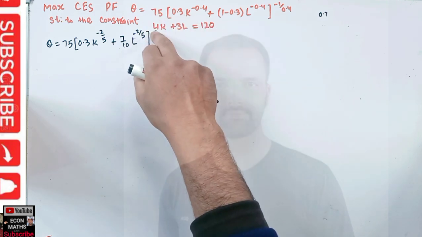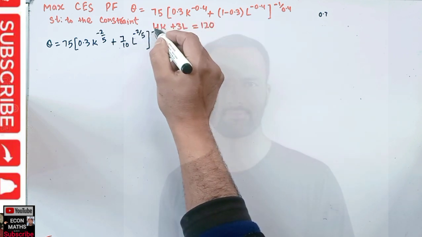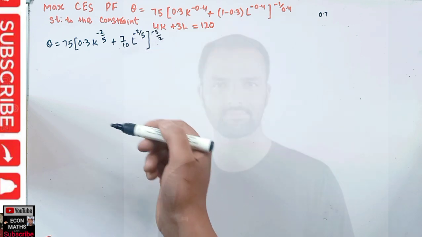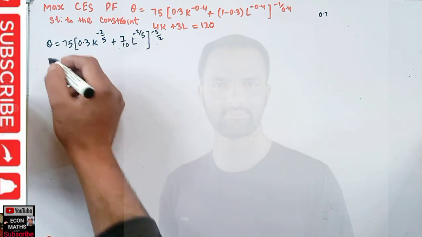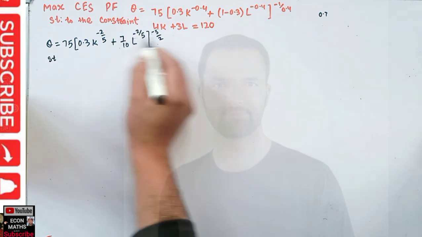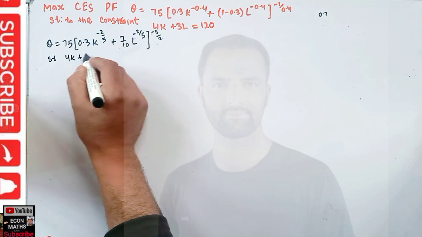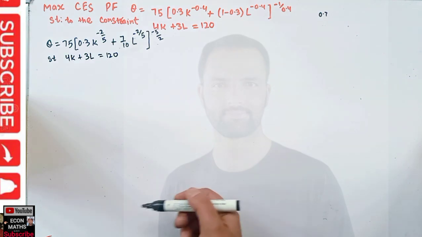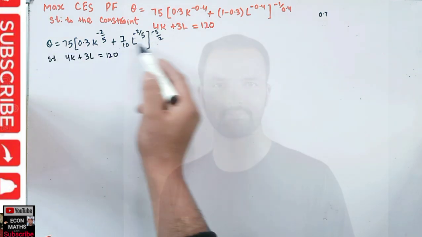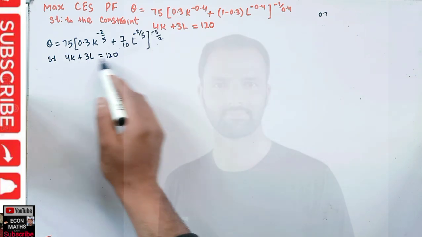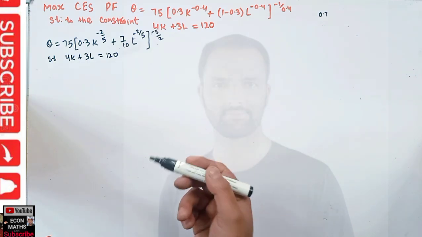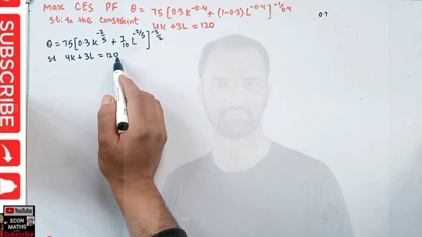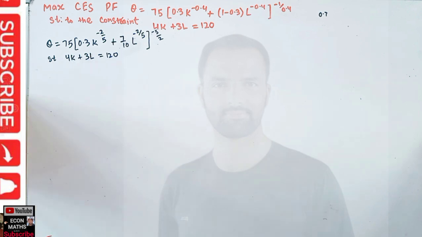So I will write here that this is minus 5 upon 2. This is our production function, subject to the constraint that 4 times capital plus 3 times labor should be equal to 120. How do we optimize this? This production function is called the objective function, and this is called the constraint function. First we need to form the Lagrange's function. How do we form it? First we set this constraint equal to 0, and after that we multiply it by lambda.